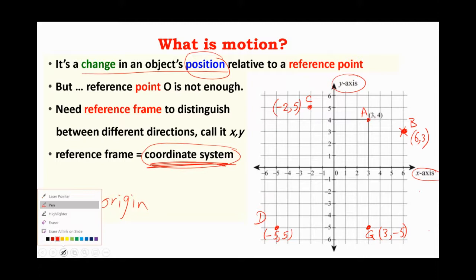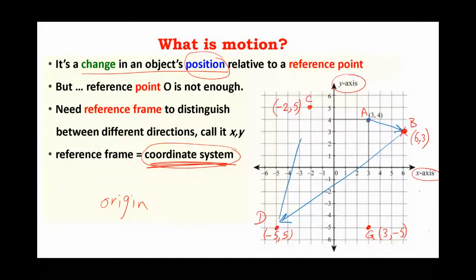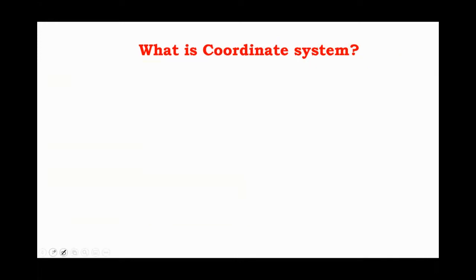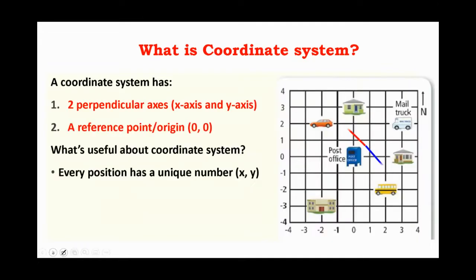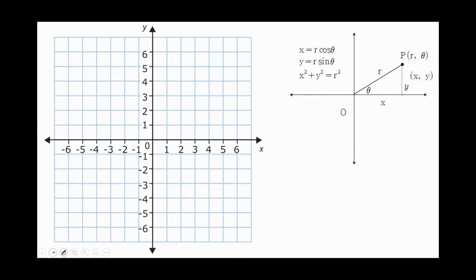As I said, motion is a change in the object's position. Let's say the object moves from point A to point B, then it moves to D, then it moves to C, and then it moves to G again. So this is called motion. As long as the position changes, the object moves. This is a practice that you can look at later.